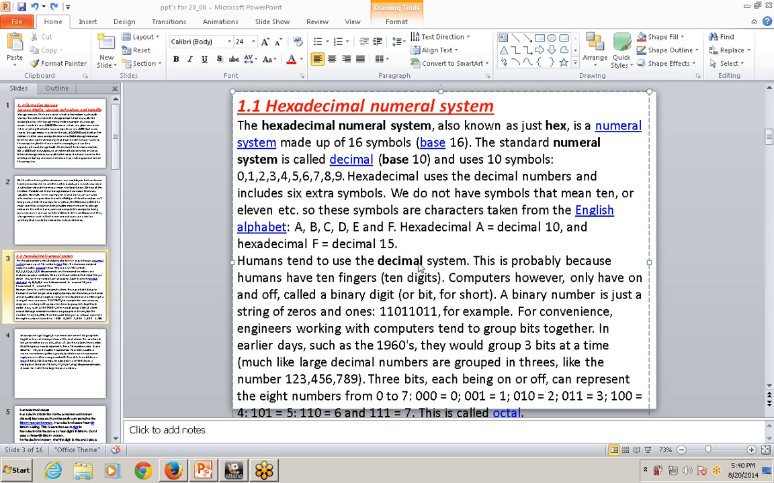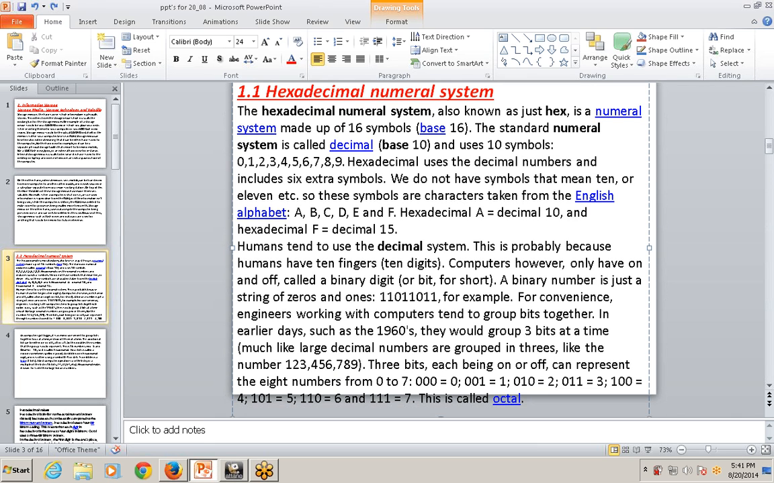Humans tend to use the decimal number system. This is probably because humans have only 10 fingers, used for calculating the 10 digits. Computers, however, only have on and off, known as a binary digit, or bit for short. A binary number is just a string of zeros and ones. For convenience, engineers working with computers tend to group bits together. In the earlier days, such as in 1960, they would prefer 3 bits at a time.